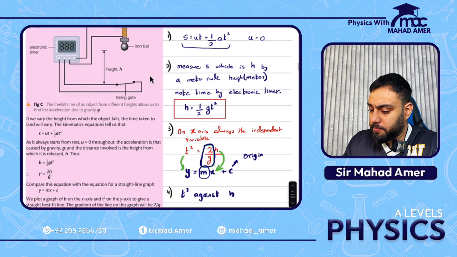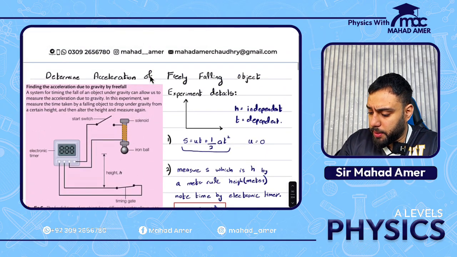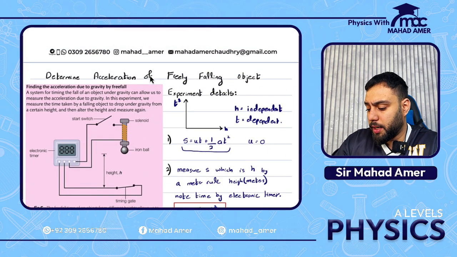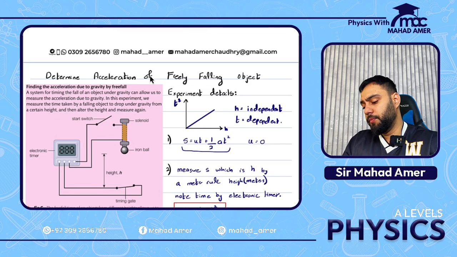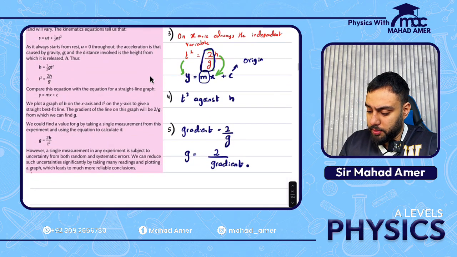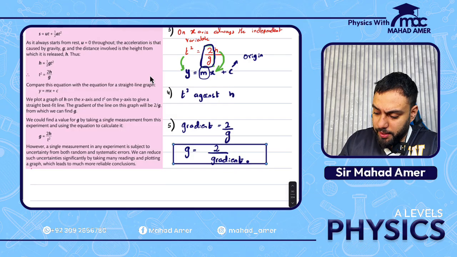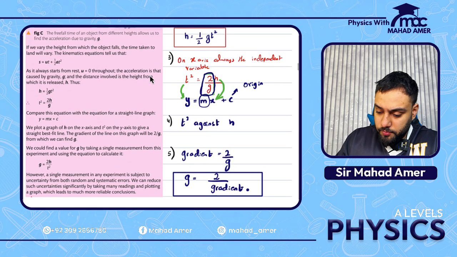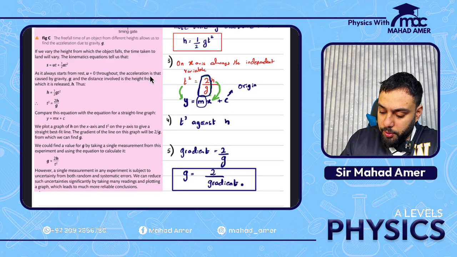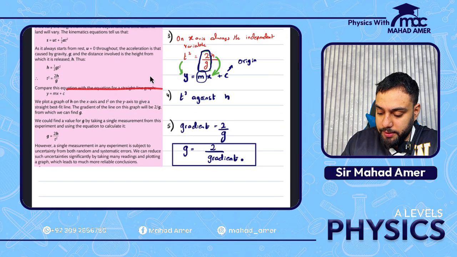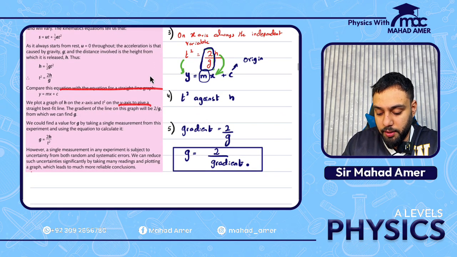So I'll be plotting the graph of t squared on the y-axis and h on the x-axis. The graph is going to be a straight line passing through the origin, and from there I'll be getting the value of g. Let's read out the points. Compare the equation with the equation of a straight line. We plot h on the x-axis and t squared on the y-axis to give a straight line of best fit. The gradient of the line will give 2 over g.